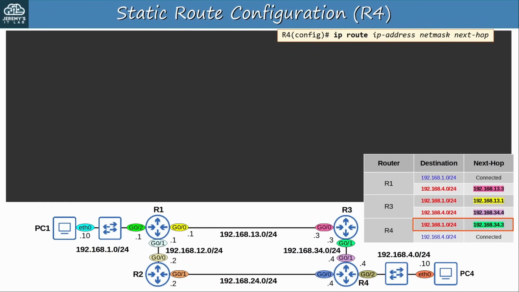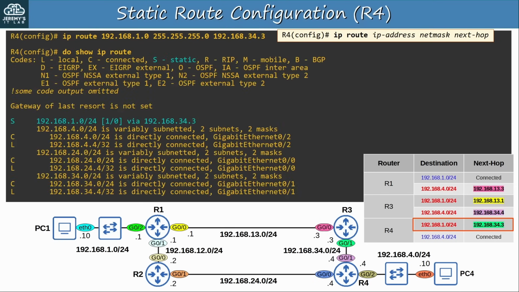And finally, let's configure R4's route to the 192.168.1.0/24 network. Again, try to pause the video and figure out the correct command if you can. Here is the answer. IP route 192.168.1.0, 255.255.255.0, 192.168.34.3, using R3's G01 interface IP address as the next hop. And here is R4's routing table now.